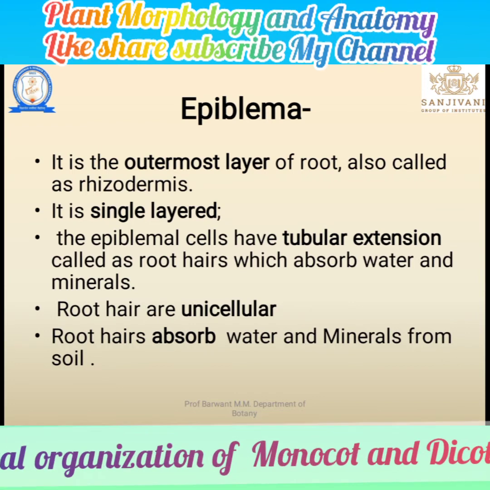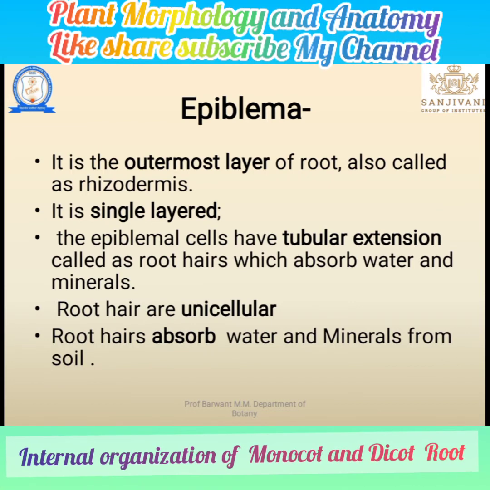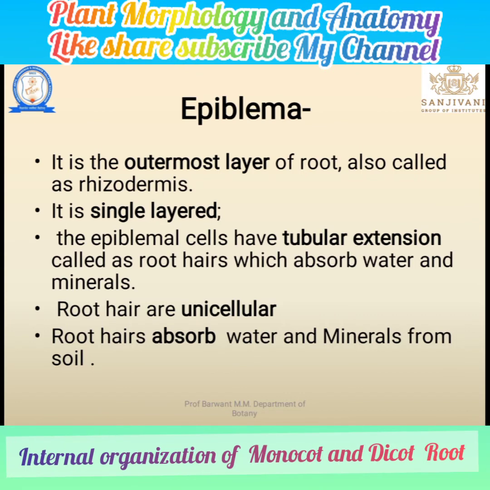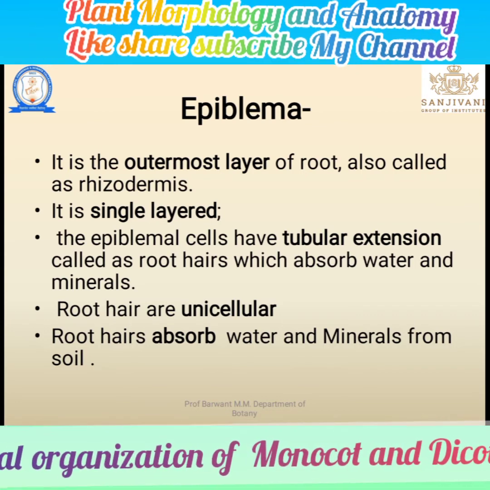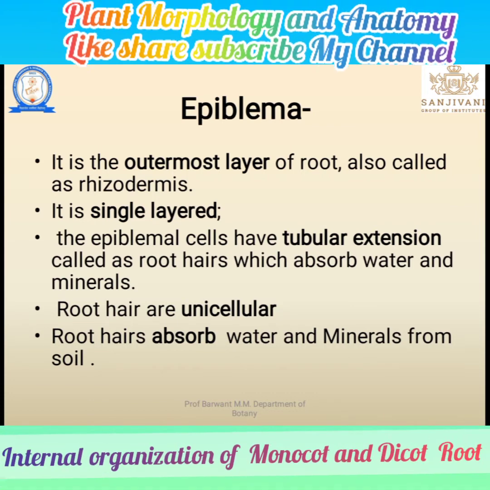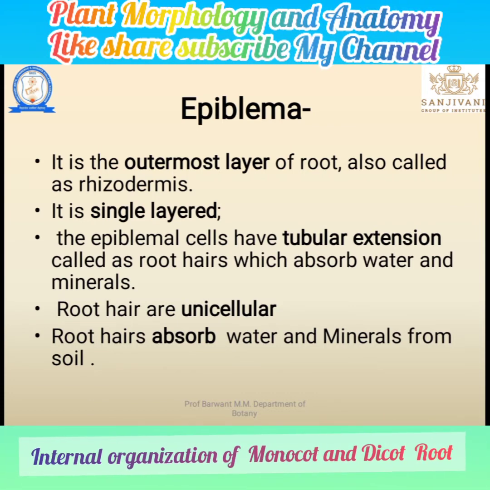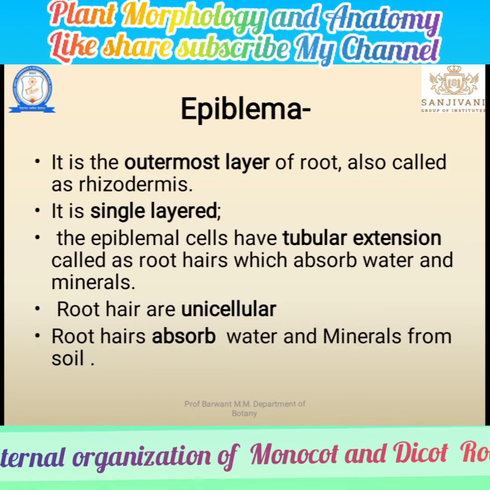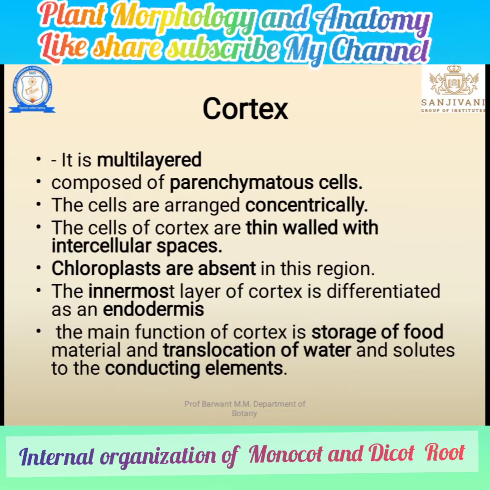Simply, we have to remember all the distinguishing characters between the monocot root epiblema and the dicot root epiblema. There is only one distinguishing character. In the monocot it is called an epiblema and here it is called a rhizodermis. Besides that, all characters are similar.